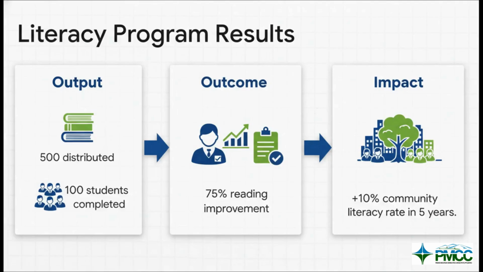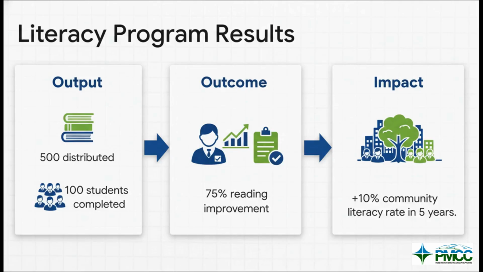Let's make this crystal clear with our literacy program. An output is, we gave out 500 books and 100 students finished the course. That's great, but it doesn't tell us if anyone can actually read any better. The outcome tells us that 75% of our students improved their reading level. That's the change. And the long-term impact, maybe 5 years from now, we can measure a 10% increase in the whole community's literacy rate.